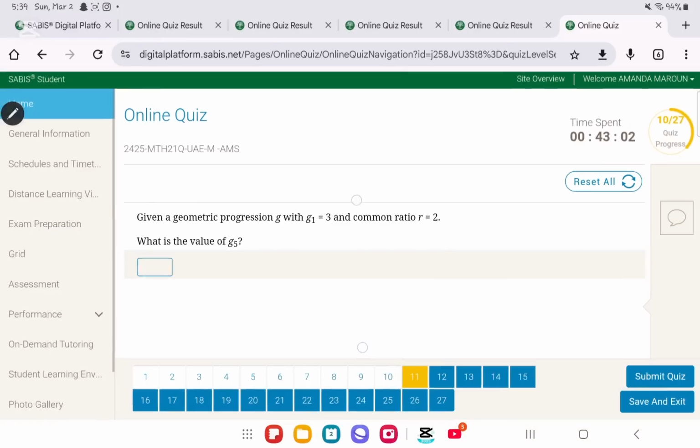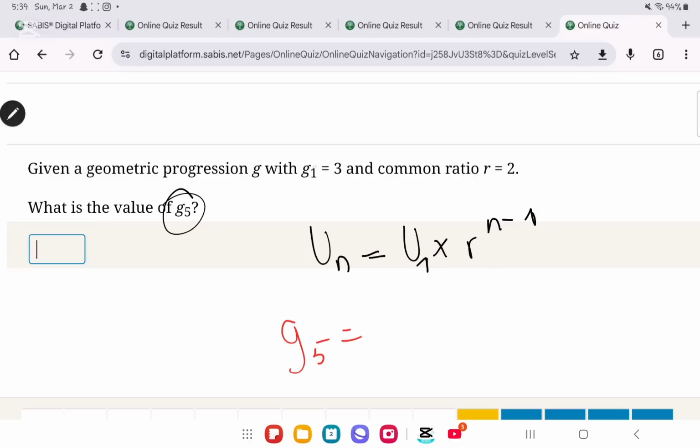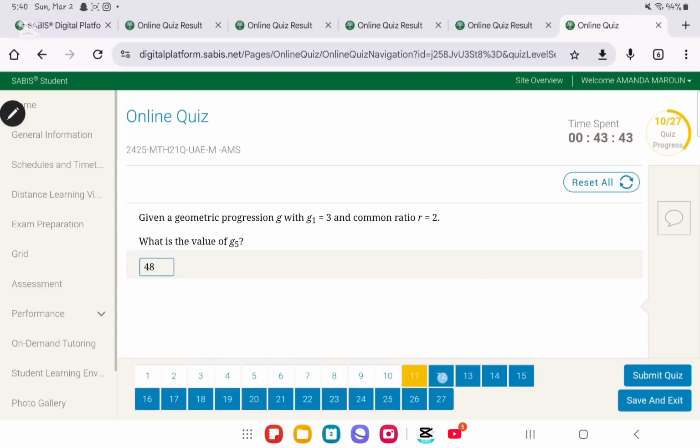We move on to question number 11. Given a geometric progression with G1, 3, common ratio r equals to 2. They need us to find the value of G5. You should know that the geometric progression of anything, we will call it Un. Un is equal to U1 times the ratio to the power of n minus 1. So, Un, which is G5, is equal to G1, which is 3, times the common ratio 2, to the power of n, which is 5 minus 1, which is then 4. So put it on your calculator, 3 times 2 to the power of 4, you are going to get it to be 48. And very simply, the answer is 48.